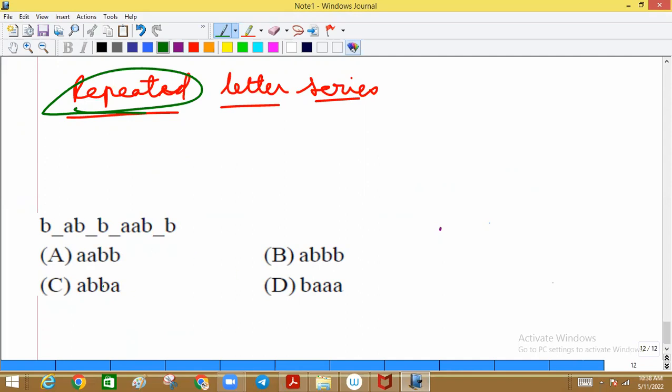If I substitute any of the following options, A, B, C or D, then I can find out the repeated pattern. But in the exam, we can't substitute each and every option and we need to go for identification of the pattern because it leads to time waste.